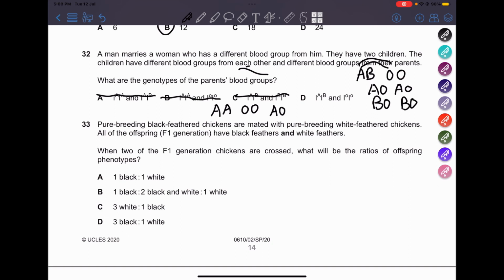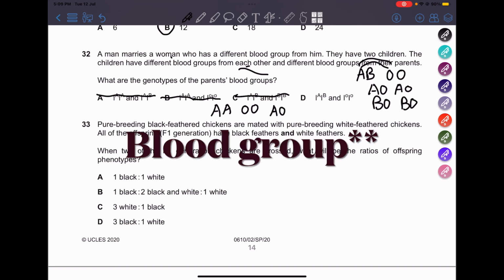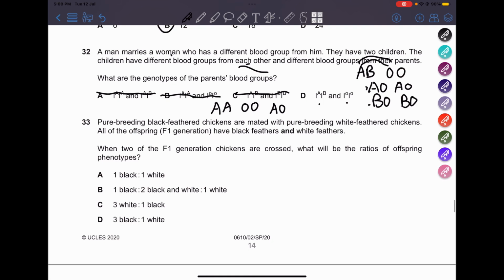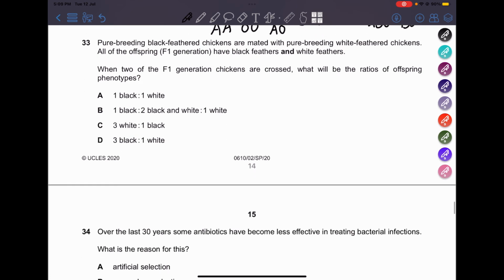This is because the man has a different genotype from his wife. Over here the man and woman have different genotypes, and the children have AB, they have BO and AO genotypes, which means that they are different genotypes from each other. So yes, this is actually the only option that is correct, so D is going to be our answer.